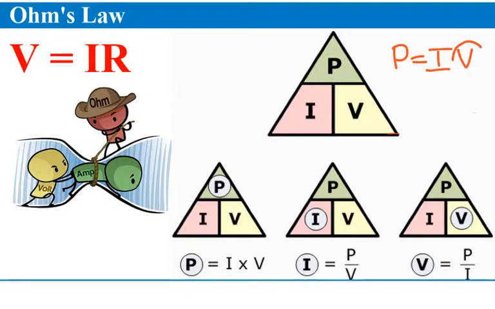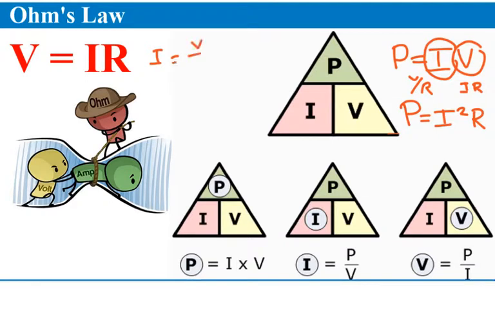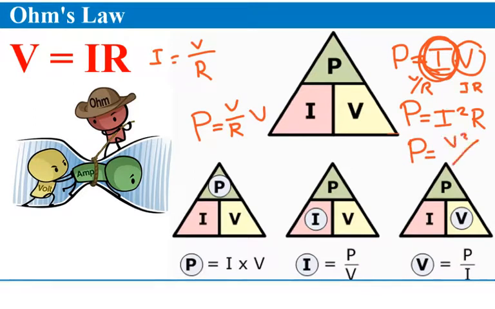I can replace V with I times R. Then another formula for the power could be I squared R. Or I could replace I with V over R, because I is equal to V divided by R. Then I would have power is equal to V over R times V. So you could have power is equal to V squared over R. So good formulas to know.